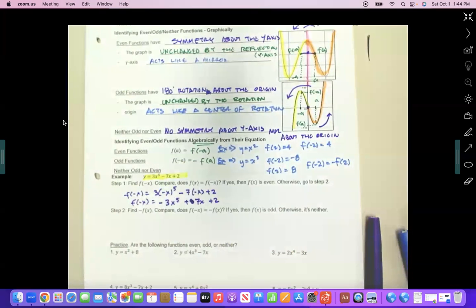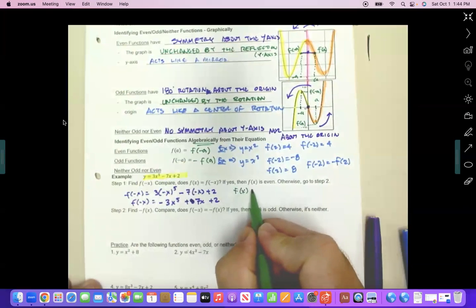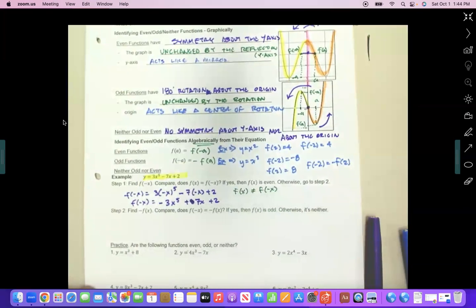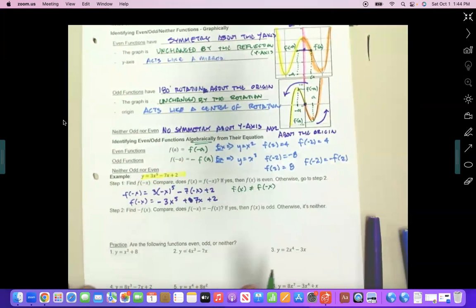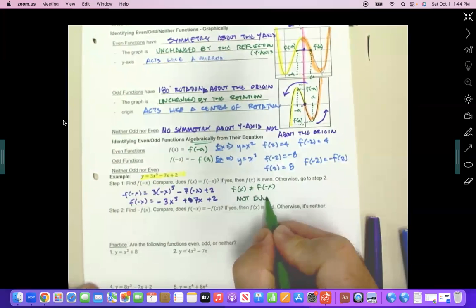In other words, what we have shown here is that f of x does not equal f of the opposite of x. The 2 is the same, but the other two terms have different signs. Therefore, this is definitely not even.